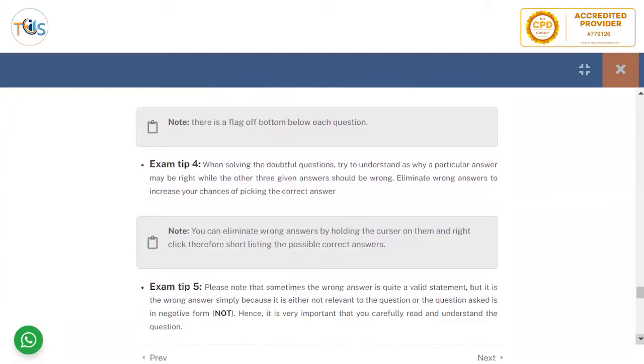When solving a doubtful question, try to understand why a particular answer may be right, while the other 3 given answers should be wrong. Eliminate wrong answers to increase your chances of picking the correct answer. You can eliminate wrong answers by holding the cursor on them and right-clicking, therefore shortlisting the possible correct answers.